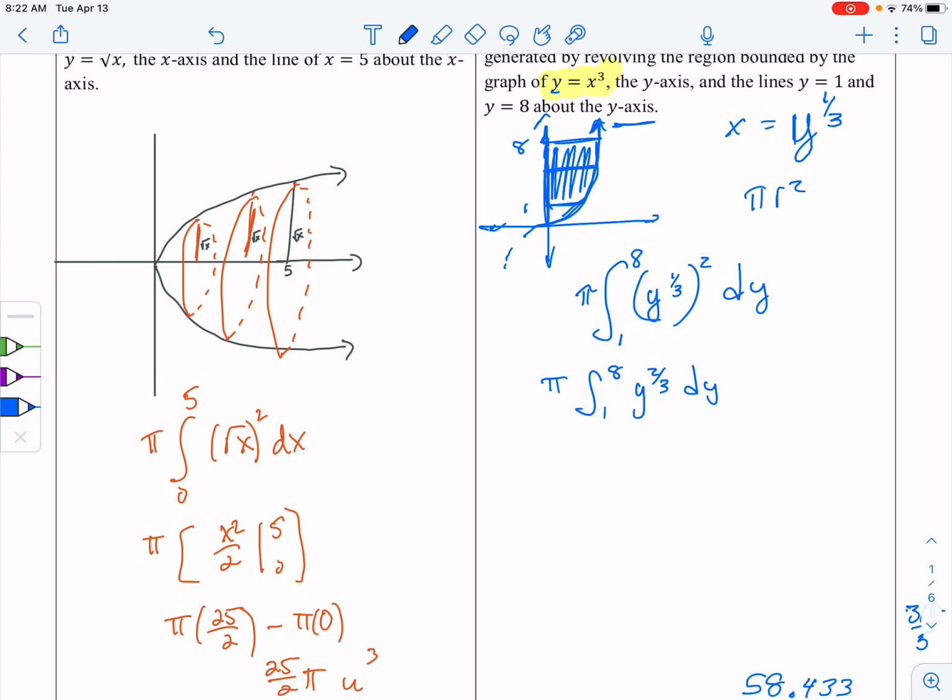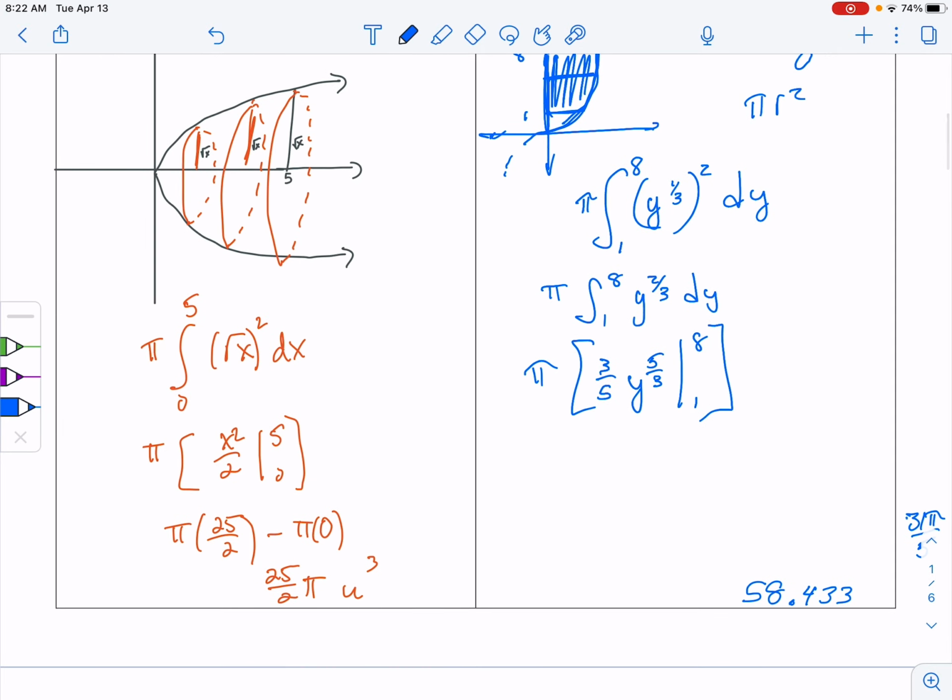Well, you can integrate that. You add 1, so you get y to the 5/3 divided by 5/3, which is the same as multiplying by 3/5. Evaluated from 1 to 8. And you're going to multiply by pi when you're done. Let's see, the cube root of 8 is 2, and 2 to the 5th is 32. Well, let's pull this out here too. We don't need to. So then you just have y to the 5/3 evaluated from 1 and 8.